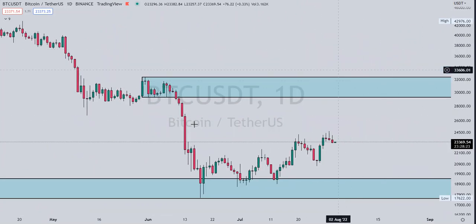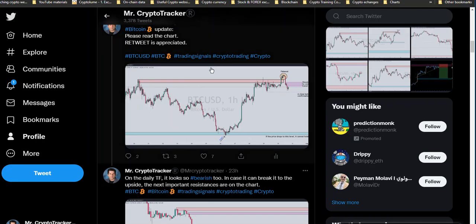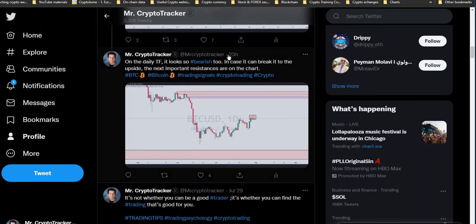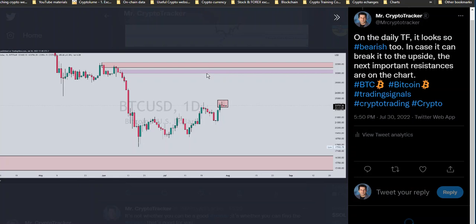In daily, I tweeted last night or yesterday, I cannot remember exactly. This is my tweet. It was like 23 hours ago. It was yesterday, and I said on the daily time frame it looks so bearish. In case it can break to the upside, the next important resistances are on the chart. You can see the resistance where I expect to see the price, and here it forms some sort of tower top pattern, which is a bearish pattern here.